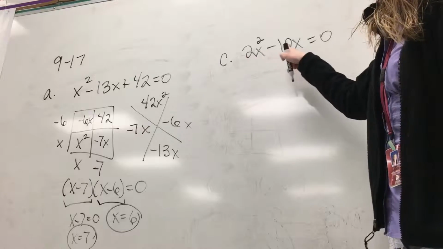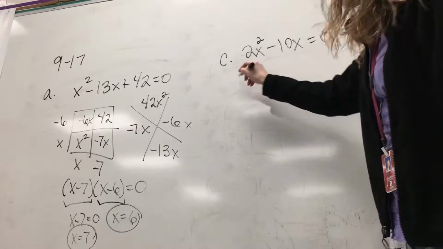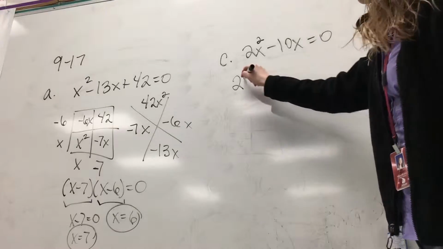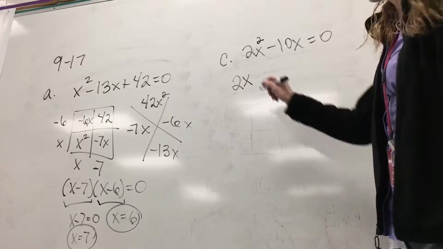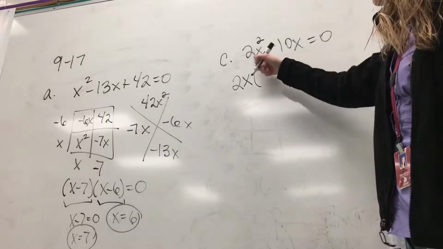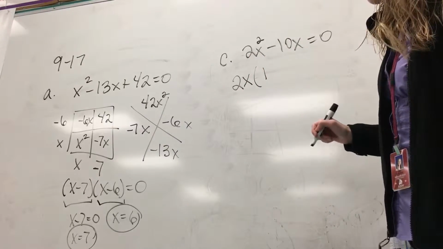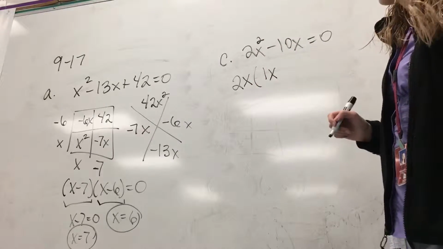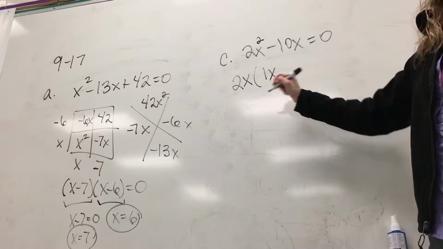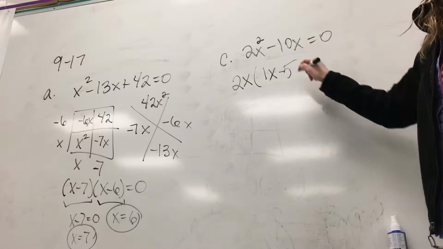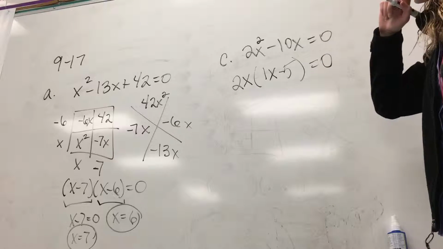So 2 and 10 can both be divided by 2, and they both have at least one x in them. So I'm going to factor out a 2x. I divide my numbers by 2 and take away an x from each thing. So 2 divided by 2 gives me a 1. x squared, take away an x, leaves me with an x only. Negative 10 divided by 2 is negative 5. If I have an x and I take one away, there aren't any left.